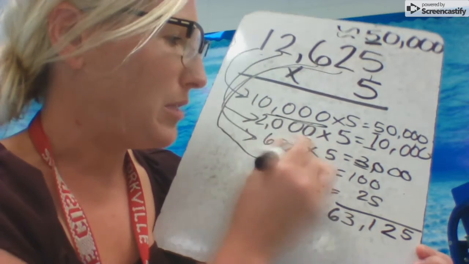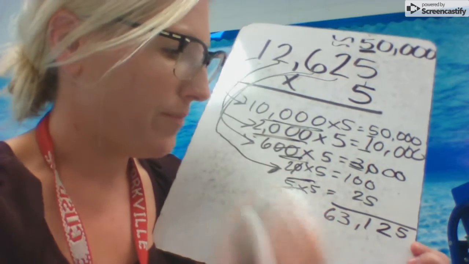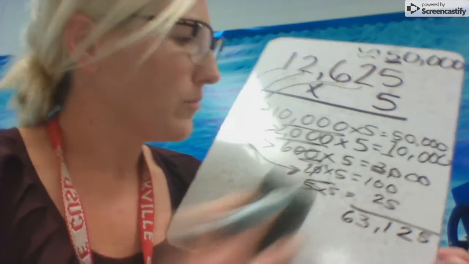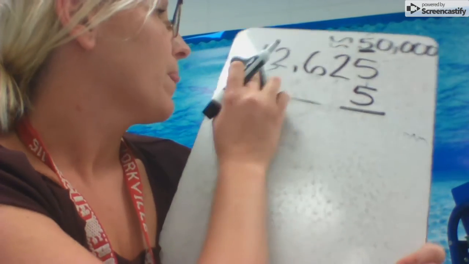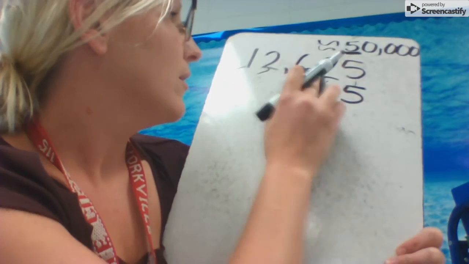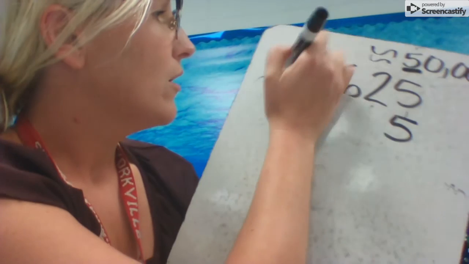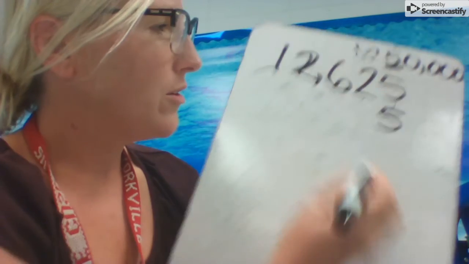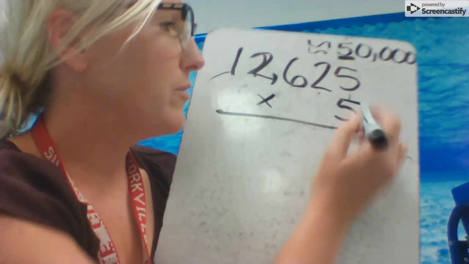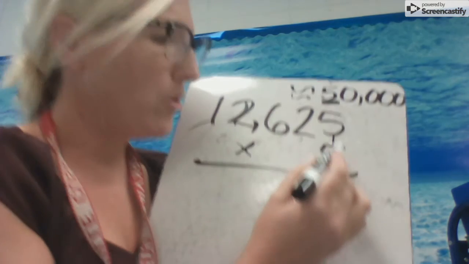So I broke it out. It's kind of like doing an expanded form multiplication. That's one way you could do it. Or the other way you could do it is like this: 12,625 times 5. Then you just go like this and break it down and multiply it.